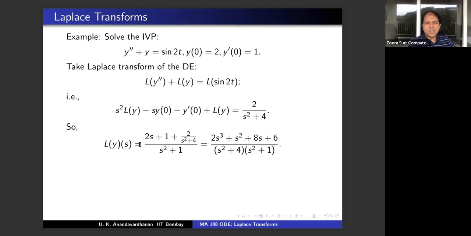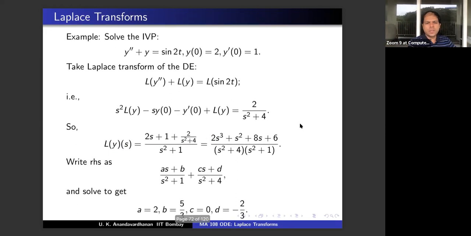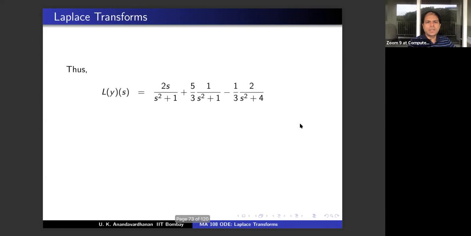Maybe I will not read all this because I haven't done it recently, and you have to double check. If there is a typo, you let me know. So all you are doing is putting all these conditions into Ly. s square plus 1 times Ly equal to, you have put these other things to that side, you have solved it, you got this. You will write this as partial fractions. This is the method that you know well, and solve for this. So you got the answer to be this.